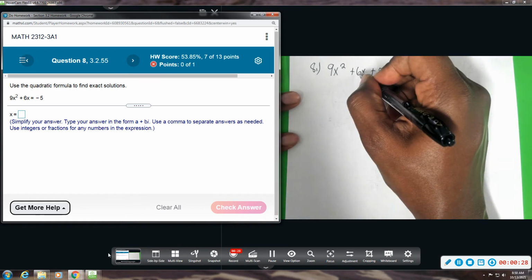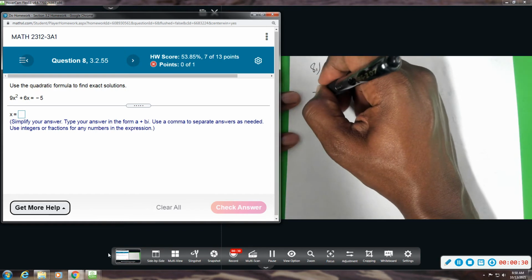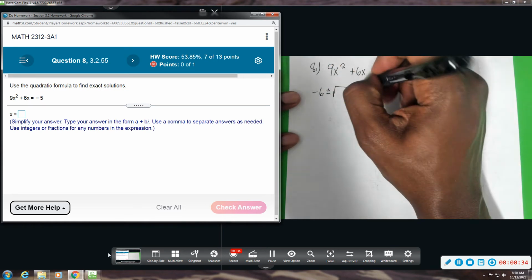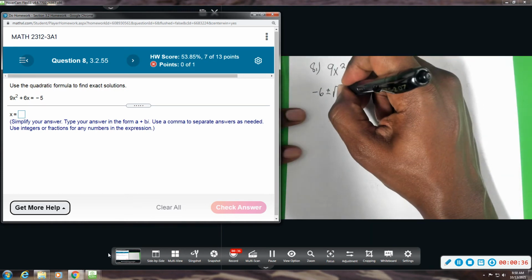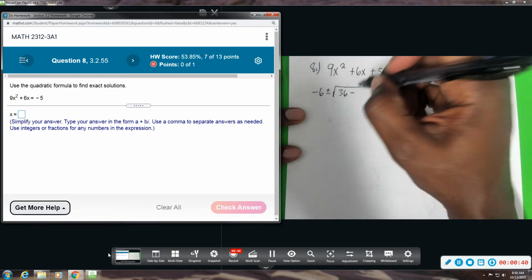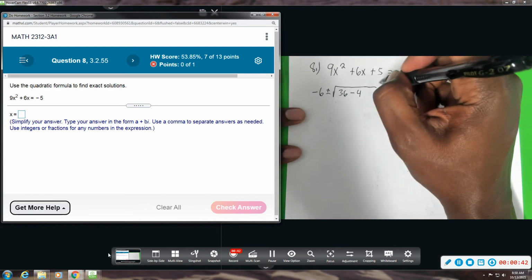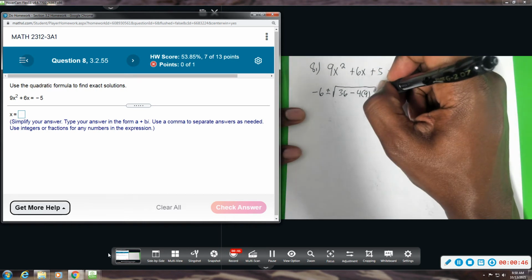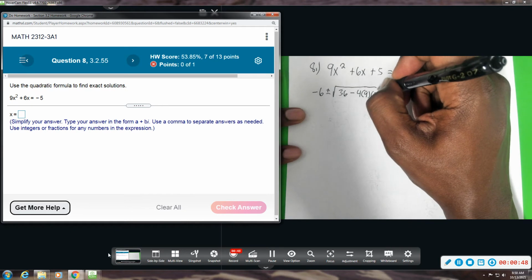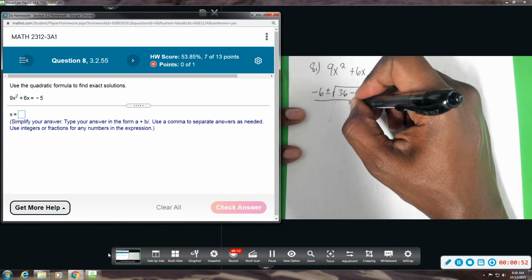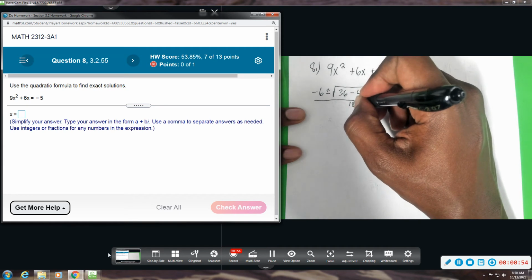And I'm going to set everything up: negative b, which will be a negative 6, plus or minus the square root of b squared. So that's going to be 36 minus 4 times a, which will be 9, times c, which will be 5, all over 2 times a, which will be 2 times 9, which is going to be 18.